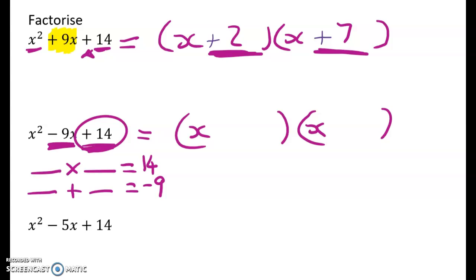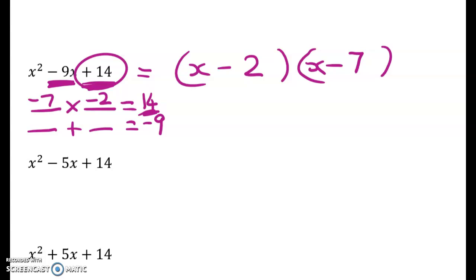So I'm thinking about negative 7 and negative 2. So we put the signs down first and then think about the numbers. My thought process here is still two numbers that are timesing to give me 14. So it'll be minus 2 and minus 7.